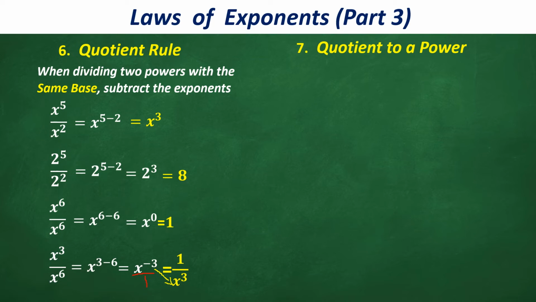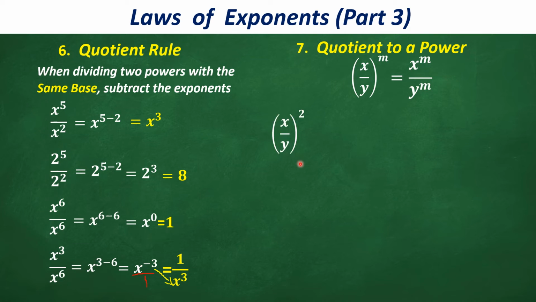So, for number 7, quotient to a power. So, in this rule, we have quantity x over y raised to the m power. So, in this rule, yung fraction natin na x over y, yung exponents nila, exponent dito ni x na numerator, exponent dito ni denominator y, ay imumultiply natin pareho kay m. Okay? That's why we have x to the m power and y to the m power.